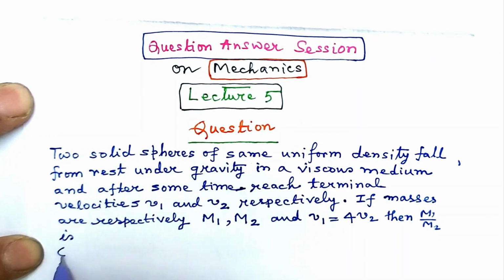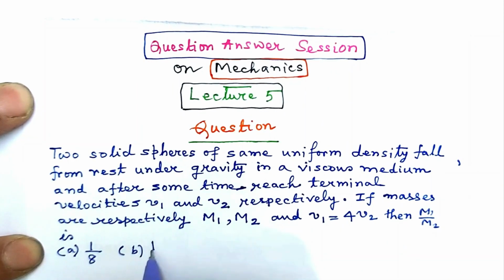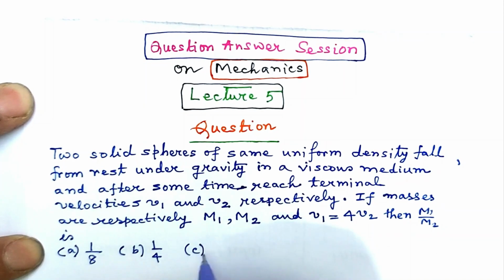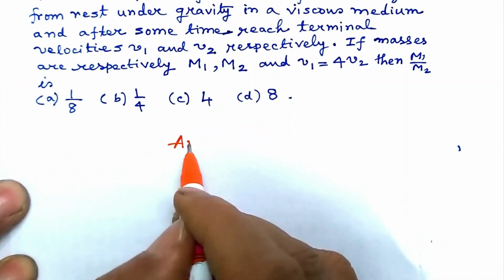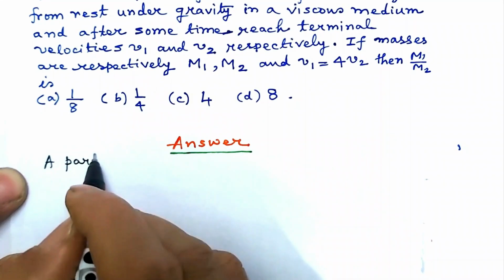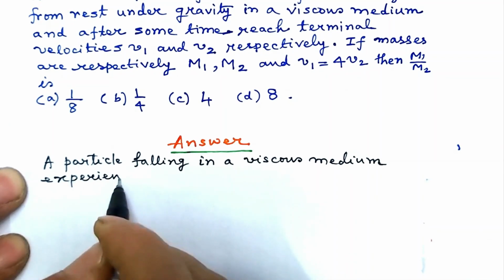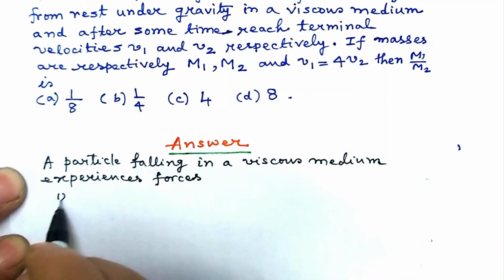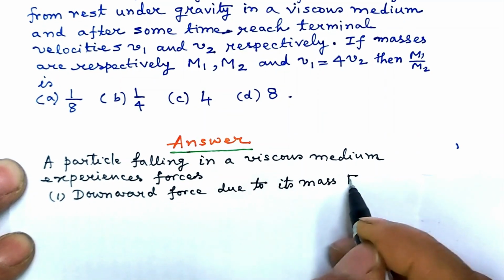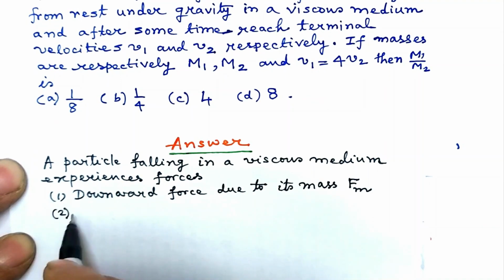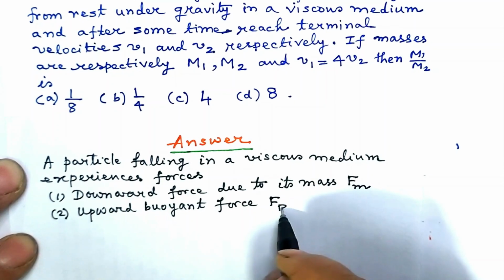and the options are, option A is 1 by 8, option B is 1 by 4, option C is 4, and option D is 8. The answer: a particle falling in a viscous medium experiences forces like number 1, downward force due to its mass, call it Fm. Number 2, the upward buoyant force, call it Fb.